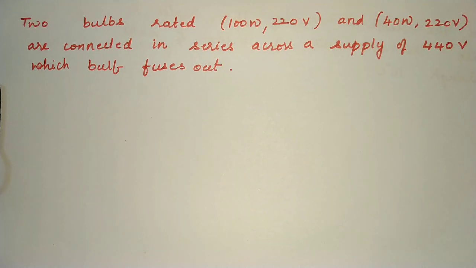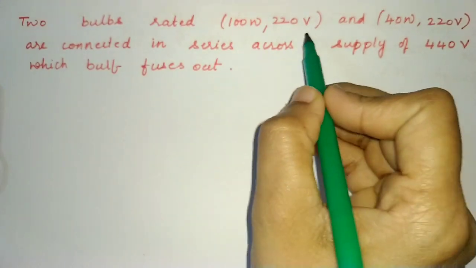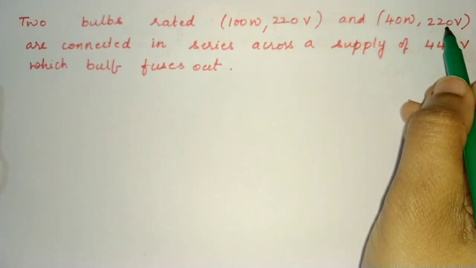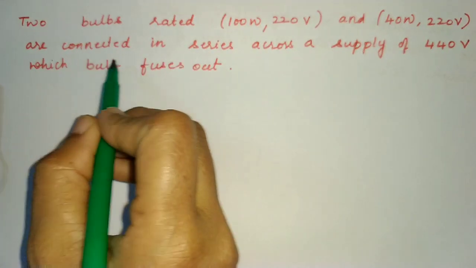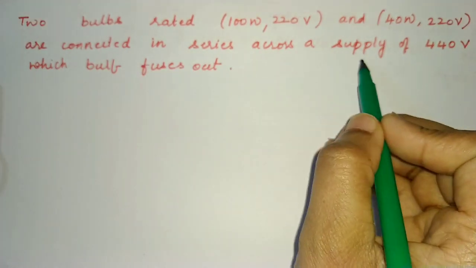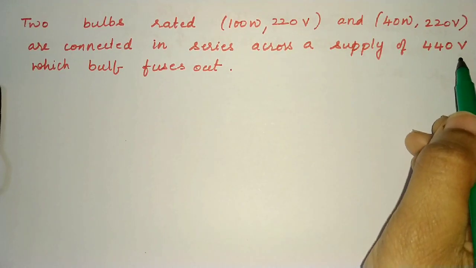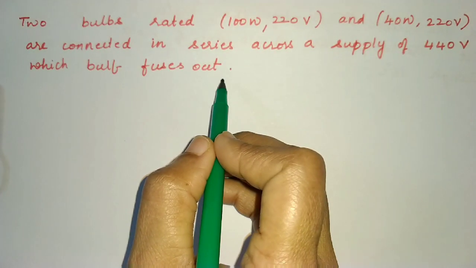So coming to this question, there are two bulbs. One is 100 watt and 220 volts. Another is 40 watt and 220 volts. Both of them are connected in series across a supply of 440 volts. And which bulb is going to fuse out?